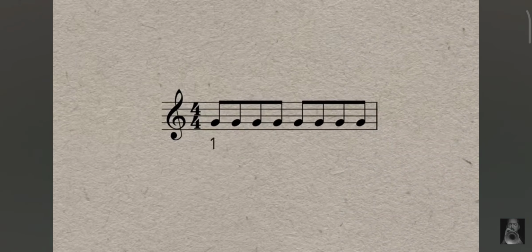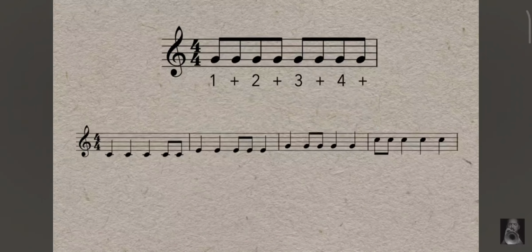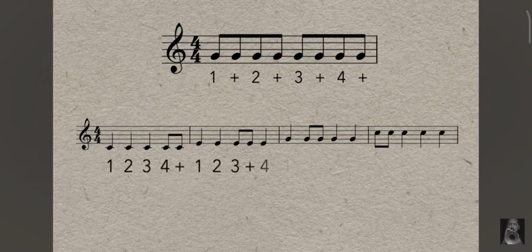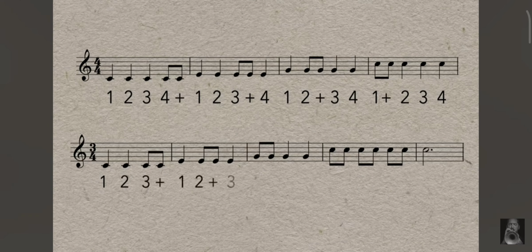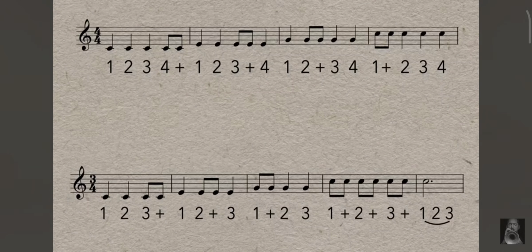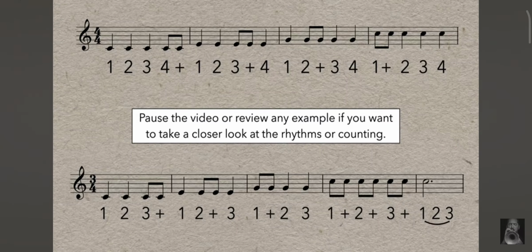A bar of 8th notes will be counted 1 and 2 and 3 and 4 and, and they can occur on any beat. And they work the same way in other meters too. And I'll just take a moment to say that these rhythms and notation are a bit denser than what we've seen before, so feel free to pause the video or review any example if you want to take a closer look at the rhythms we're counting.